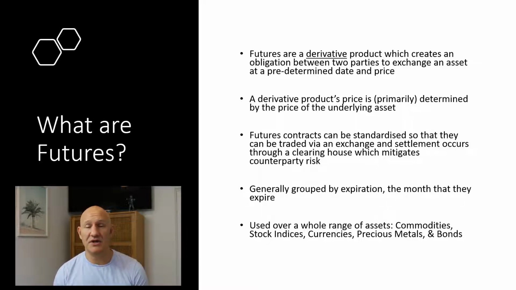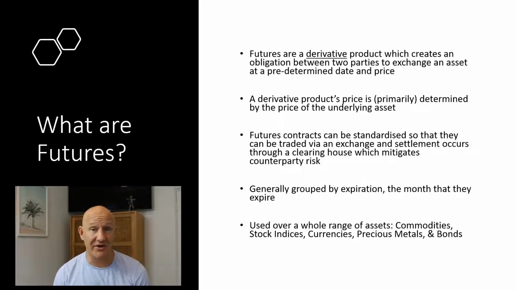When you look at futures contracts on an exchange, they're generally grouped by expiration, and expiration just means when that contract will expire. So on most exchanges, they're generally monthly, quarterly, but you can also have annually. It just depends on the particular underlying asset and the exchange that's being traded on.